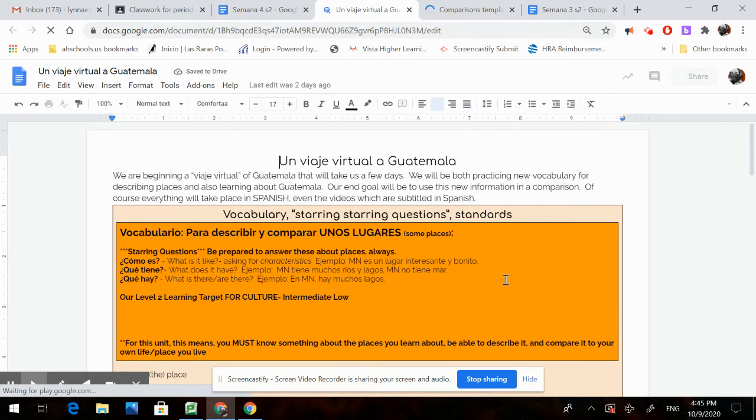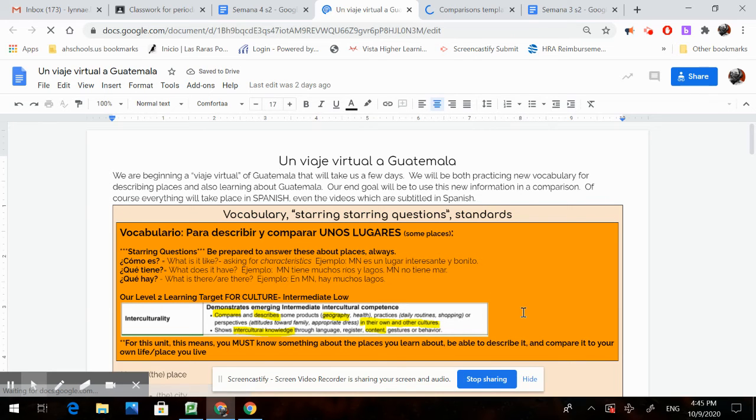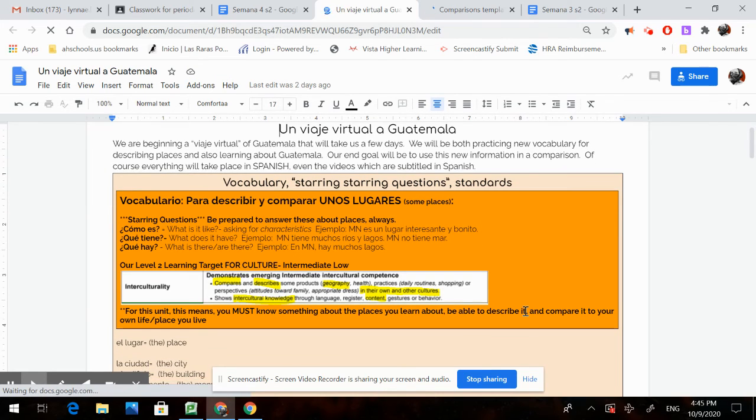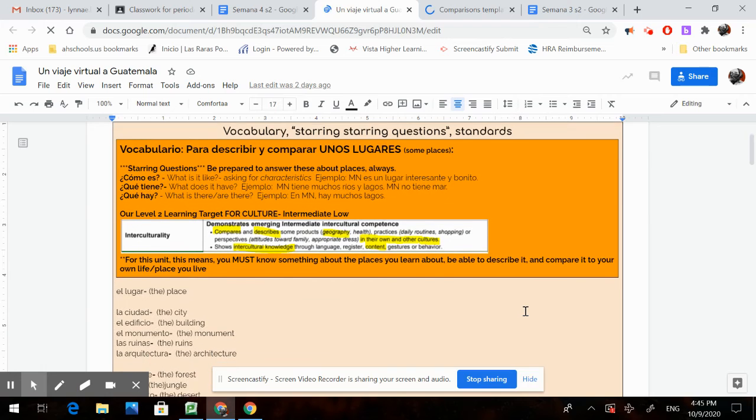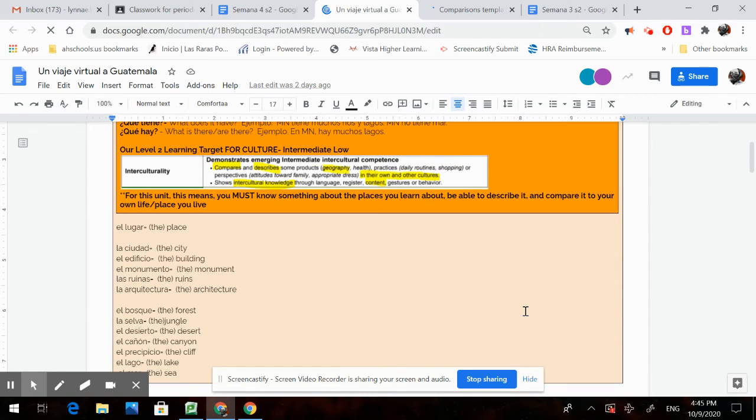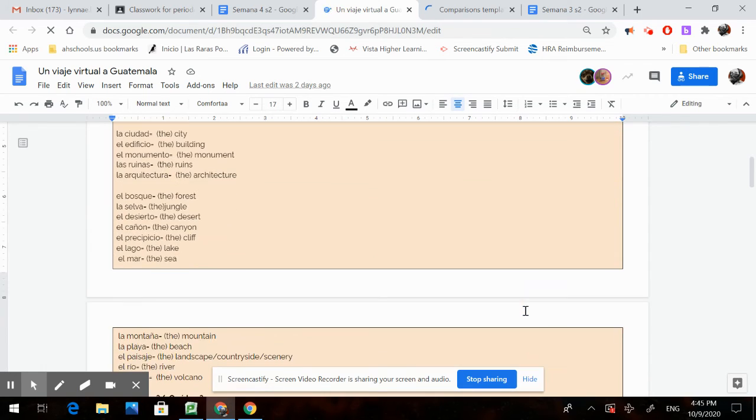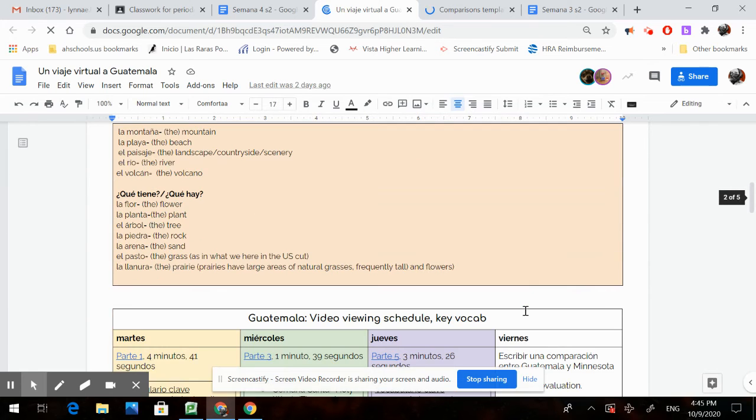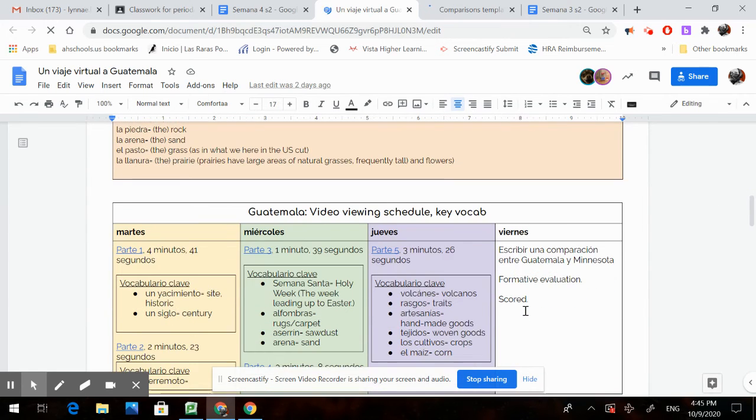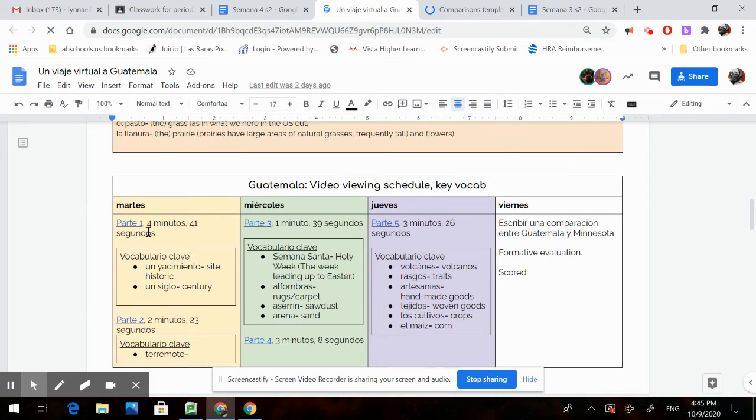One of their key levels for Spanish 2 is right there in interculturality. So those things are highlighted. You can see what they're working towards. This is the vocabulary that they're working on. They could use that in their writing today. We were practicing that. You can see along with this video and other activities, they were doing this for 3 days.